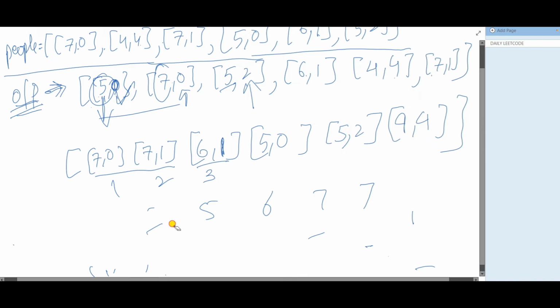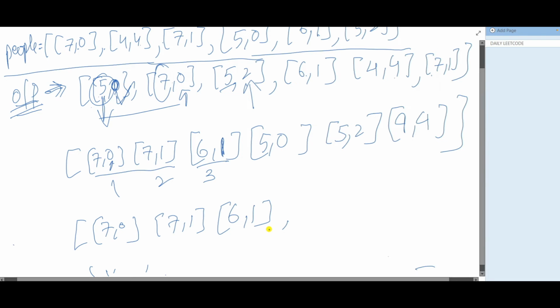Now the second thing is, let's do sorting again, but based on how many people are in front of the other person. Once we do that, we get the output based on this index. Let's do the sorting. So we get 7 comma 0, 7 comma 1, then we get 6 comma 1. Then it's an increasing order, so pretty much this. We would get 5 comma 0, then 5 comma 2, and then 4 comma 4.